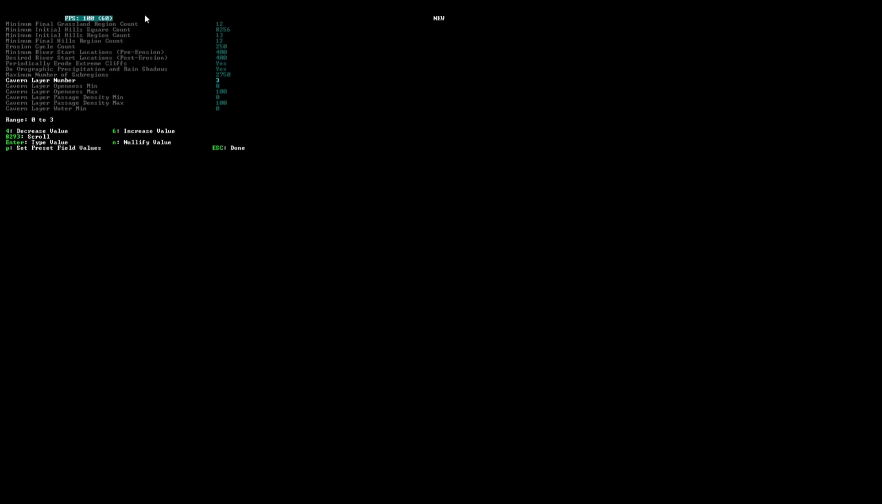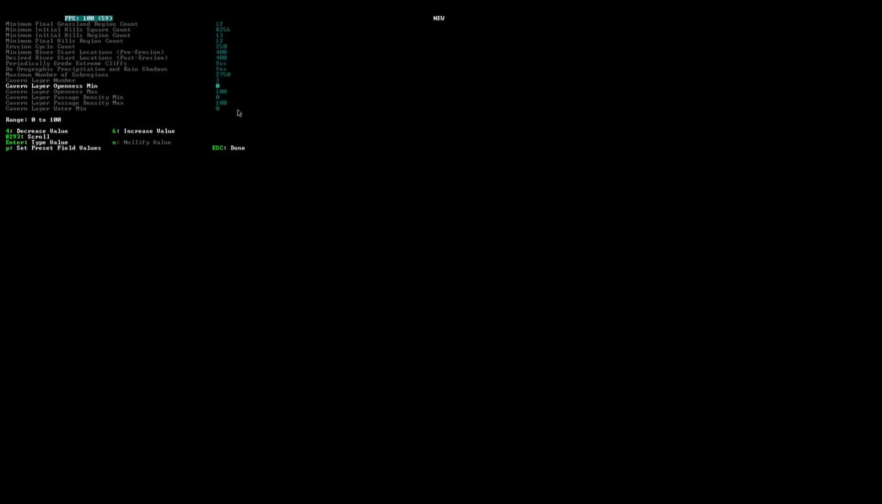All right, cavern layer number. This is the depth. Yeah, the cavern layer depth. This parameter determines how many cavern systems will be generated, not including the magma layer. So we have it set to 3, so it's going to create 3 cavern layers, 3 being the max.